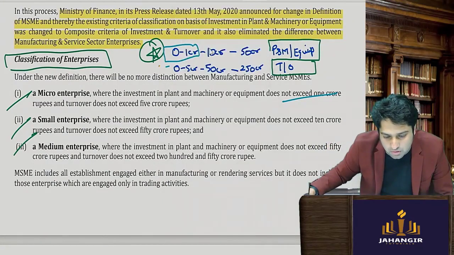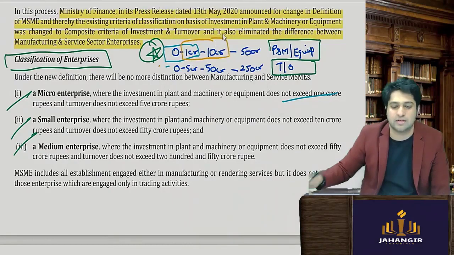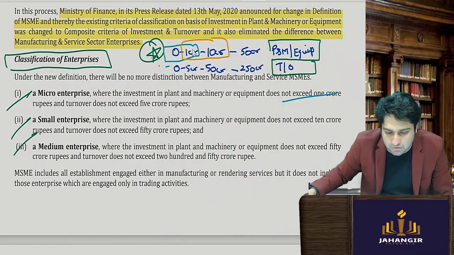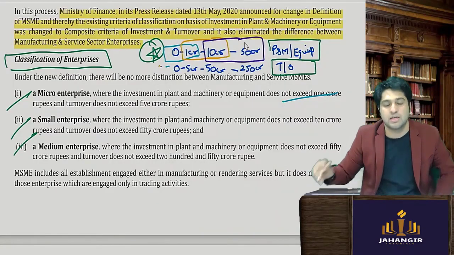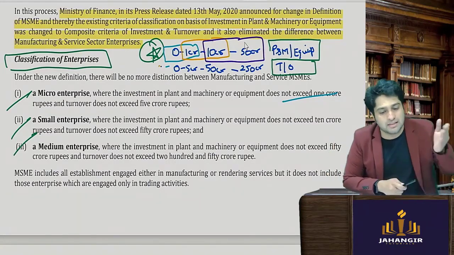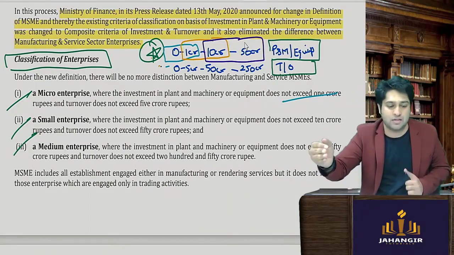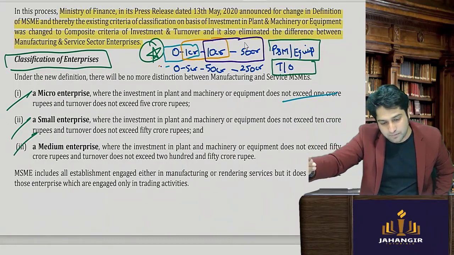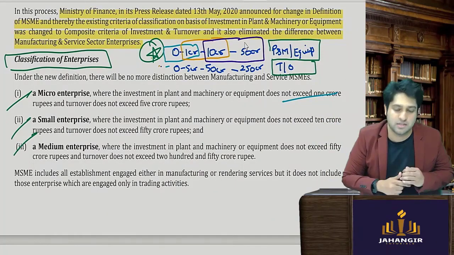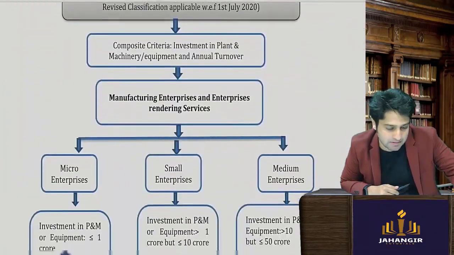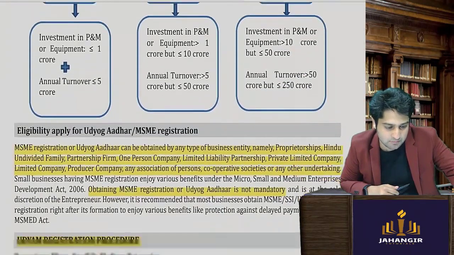Then comes 1 crore to 10 crores, then you're small. And if you're above 10 crores, up to 50 crores, then you are medium. So remember this. For turnover, again the similar limit is 0 to 5 crores is micro, 5 to 50 is small, and 50 to 250 is medium. So remember the limits. Definitely it can come in your exam.